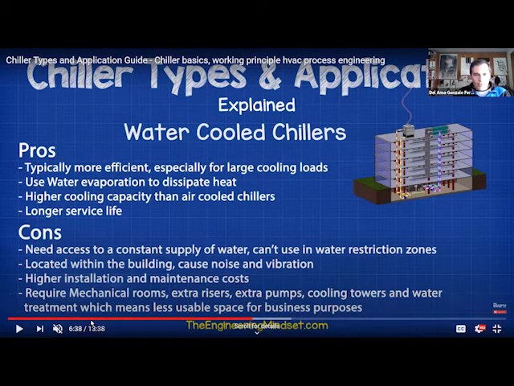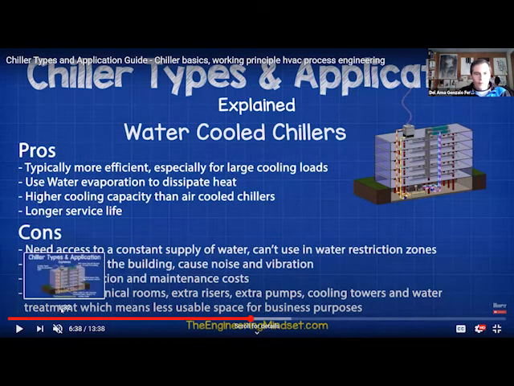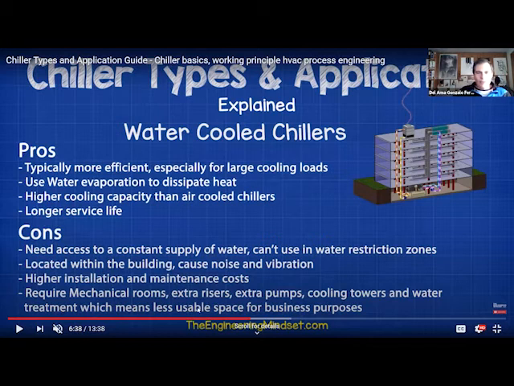They require mechanical rooms, extra risers, extra pumps, cooling towers, water treatment. So it's more complicated. If we can avoid this, we don't use water-cooled chillers in small buildings. If we don't need a very high cooling capacity, we can get by with the air-cooled chillers.